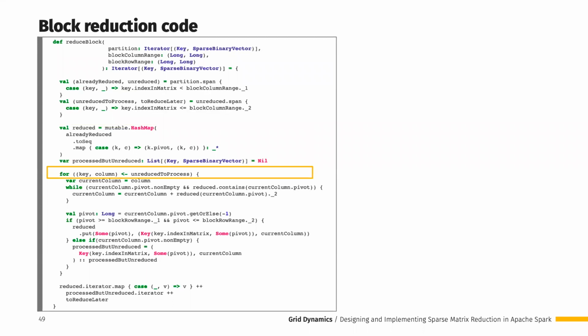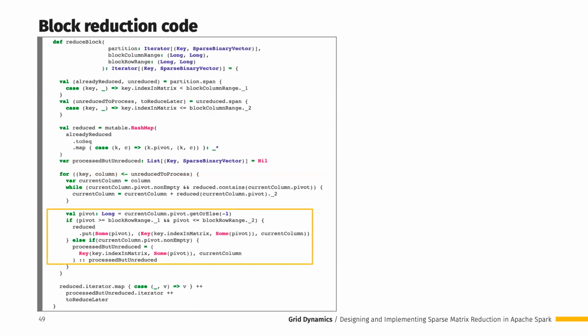And this is the for loop, the same as in the pseudocode. So we iterate over unreduced to process columns. We initially set a variable, so we're going to change it, of current column to the column from the iteration. And while this column is not a zero column, so its pivot is not empty, and the reduced hash map contains the current column's pivot, we add that column to the current column, right? So we set current column to current column plus reduced of current column pivot. And this is actually the meat of the algorithm. And at this stage, we have already reduced, as much as possible at least, the current column.